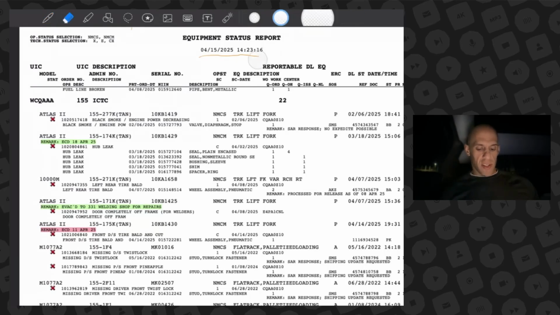So a few things to know. As we look over here, we got our UIC. This is our UIC, Whiskey, Charlie, Quebec, Alpha, Alpha. That's how those are related. We got our model number. Our model number, we're looking at an Atlas. We got our order number. So this guy over here, let me clean this up a little.